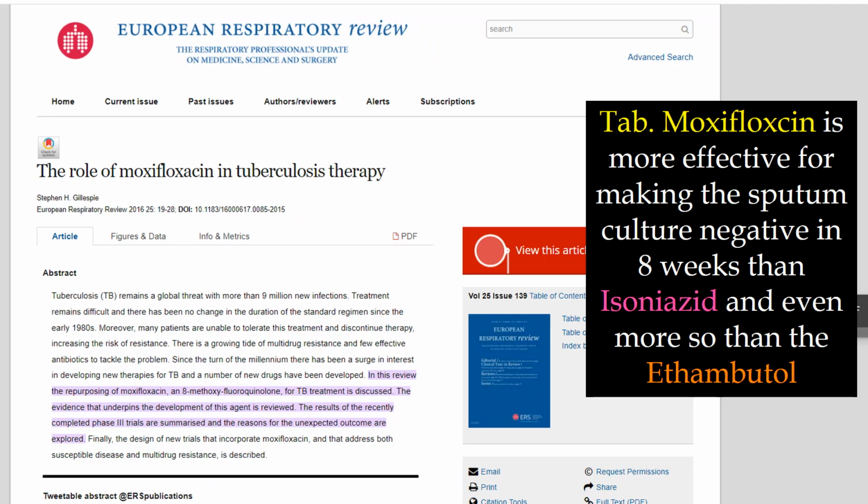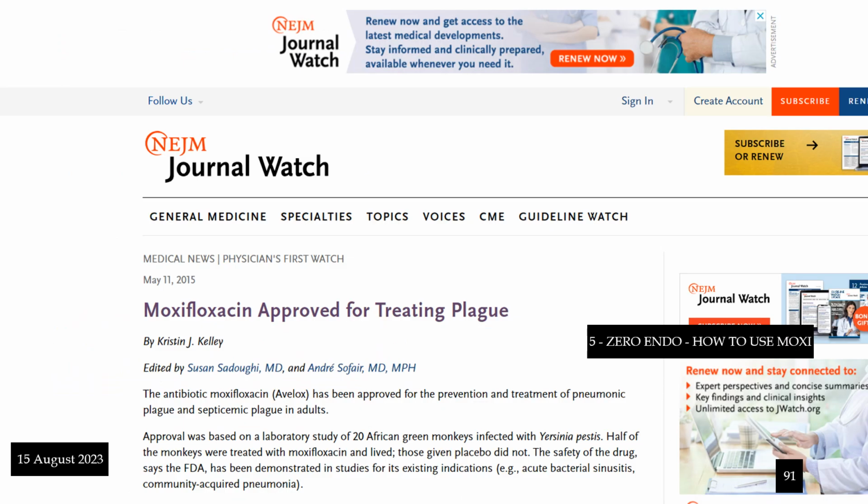So, along with the rifampicin in Europe, now Moxi is being recommended in place of optic neurotoxic ethambutol and retinotoxic isoniazid. So broad is the spectrum of action of Moxi that US FDA has now approved it also for the treatment of pneumonic and septicemic plagues.